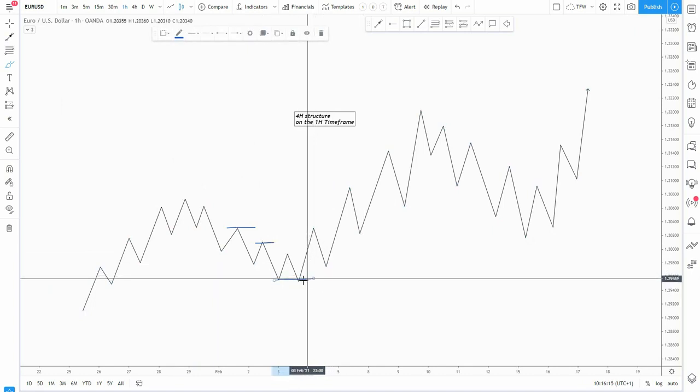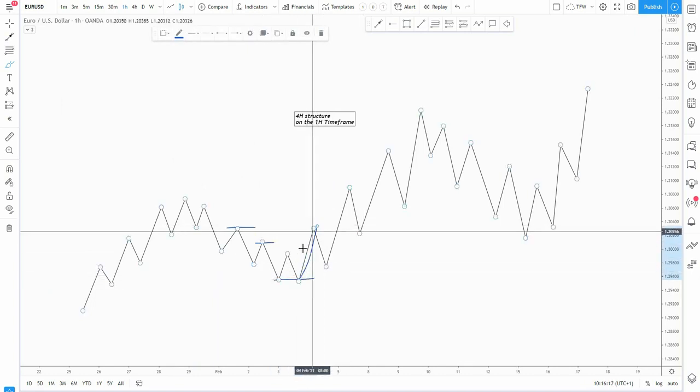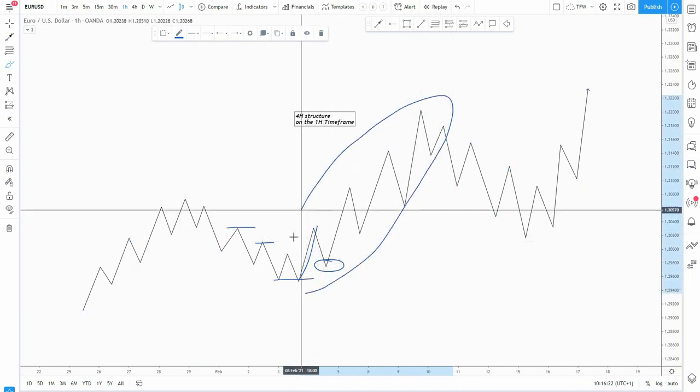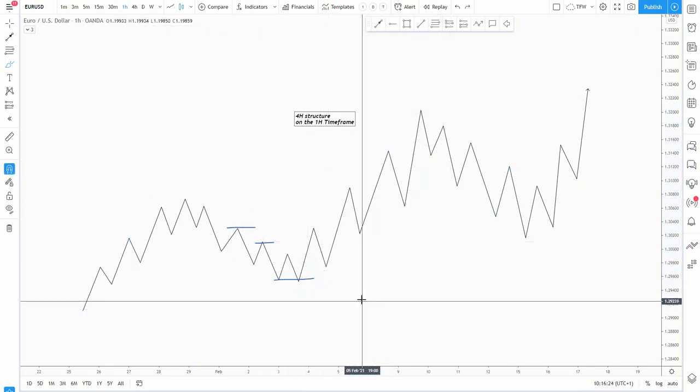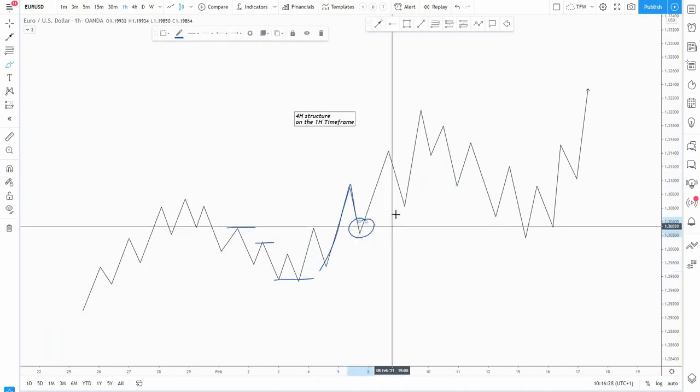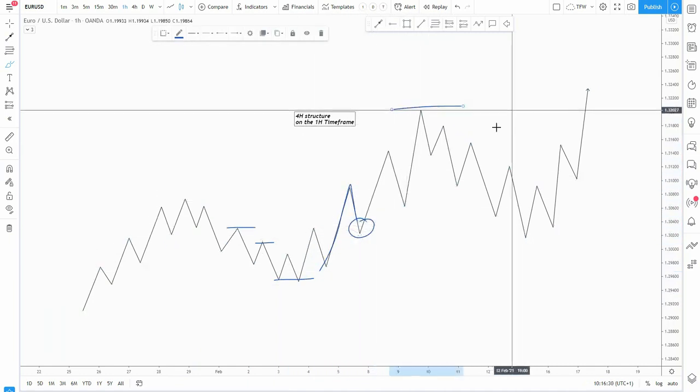Okay, we have a double bottom on the hourly. Oh, we have a break of structure. All right, right now I'm gonna start looking for longs. And this is your move, this is your impulse on the 4-hourly time frame. And then again, you have a push pullback. Can you take a long from here? Absolutely. Why? Because you expect a higher high on the 4-hourly time frame.